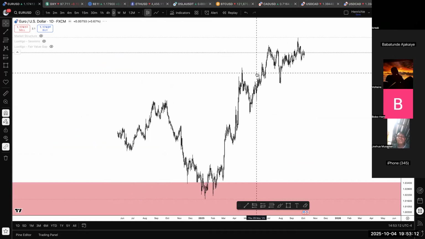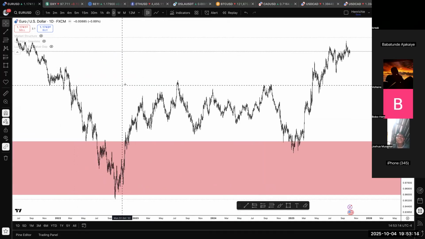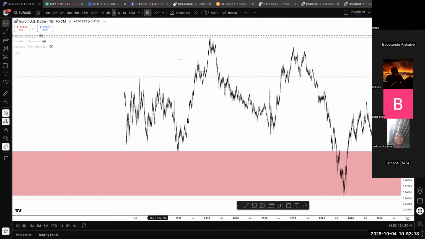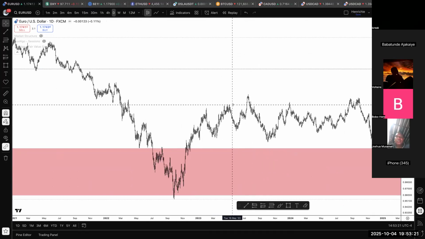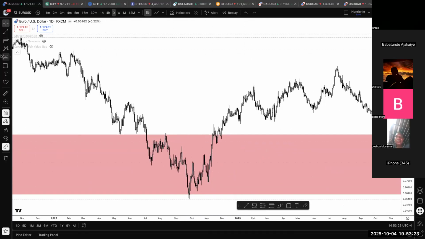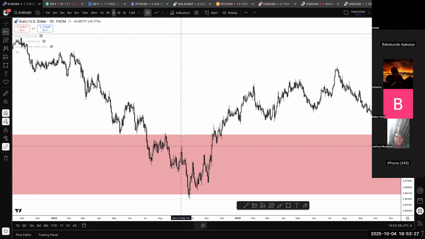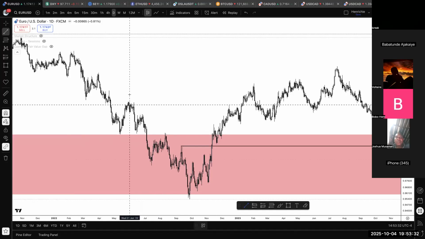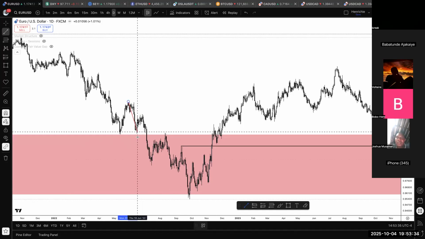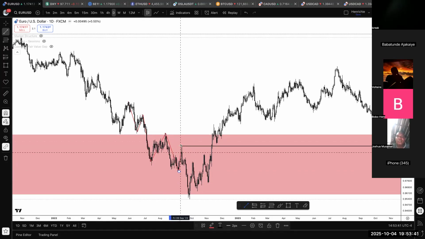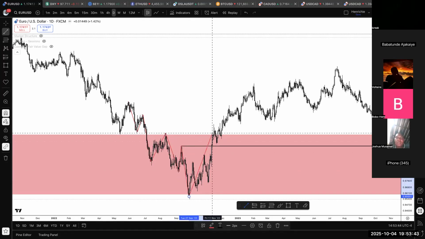Example, right here, you can see how we literally have been trending to the downside, all the way from the monthly, going to the downside until we came down in here. The moment we came down into this fair value gap, look what happened right here. We broke structure on the daily. This is daily. We're literally trending to the downside. Lower high, failed to create a lower low, created a lower high, lower low, lower high, lower low. And this is the trend shift.